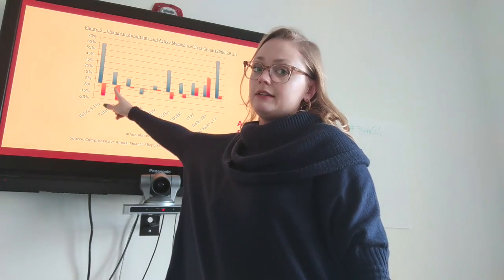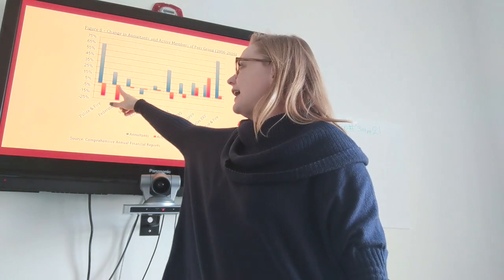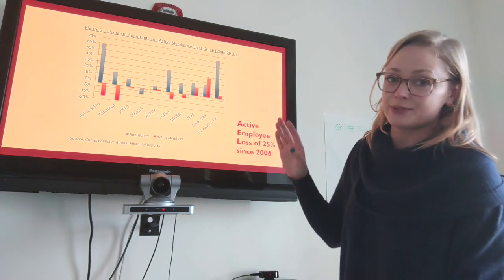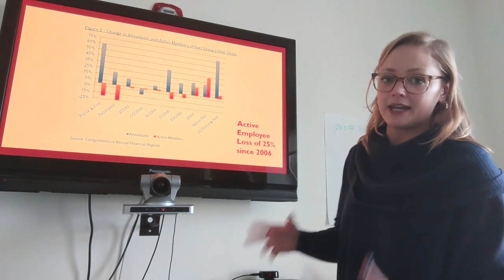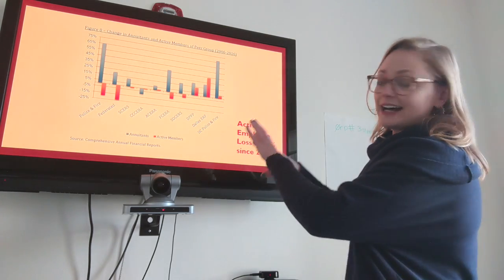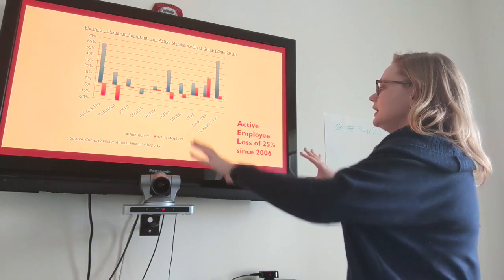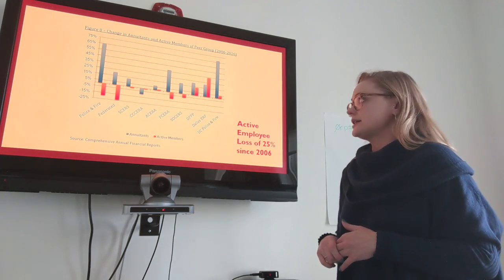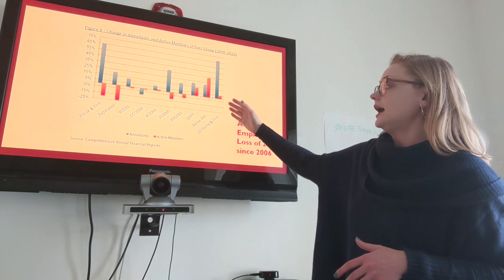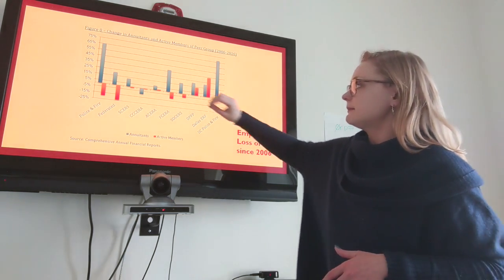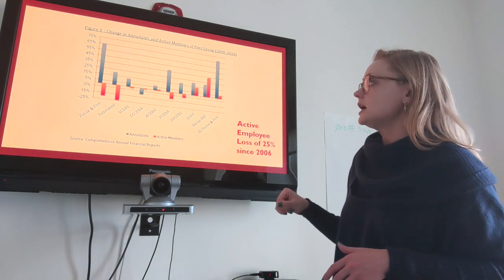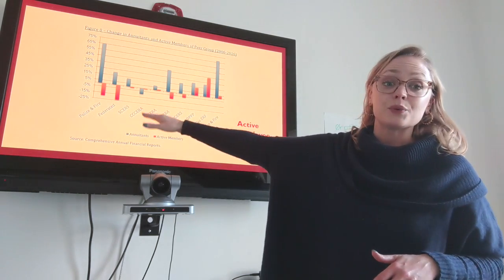So your fund is right here. The red is how your rate of active members has changed. You've had a decrease of 25% in active members paying into the fund. That is the largest decrease out of any of the peer funds. An active employee loss of 25%. Some of these funds have had increases, but some of the other Bay Area funds have had decreases, but nothing nearly as dramatic as 25%.